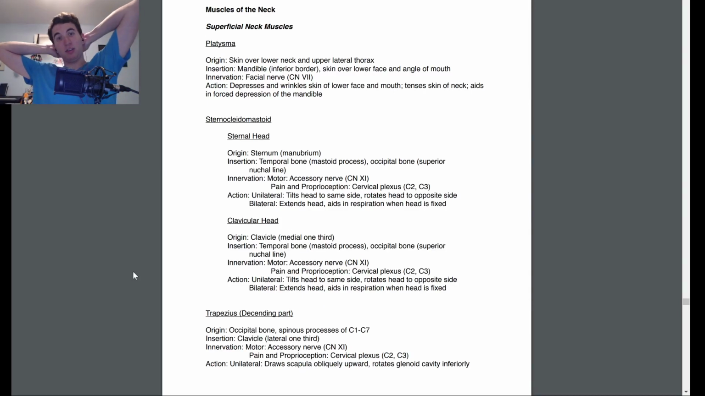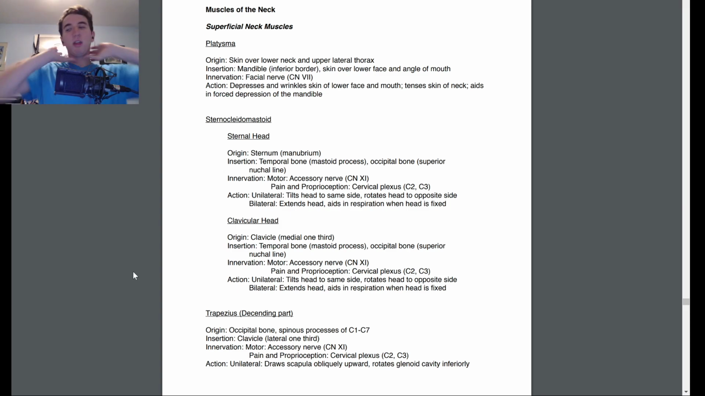But now here's the rest. So that was a facial muscle. Now we're heading into the muscles of the neck. So, superficial muscles of the neck.